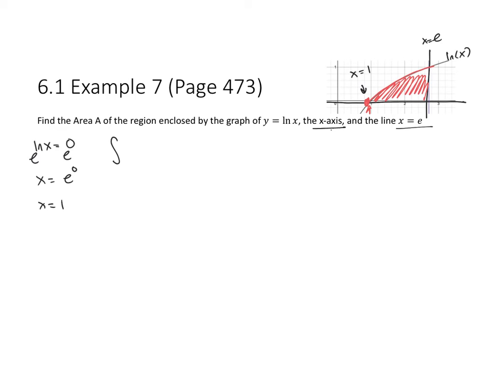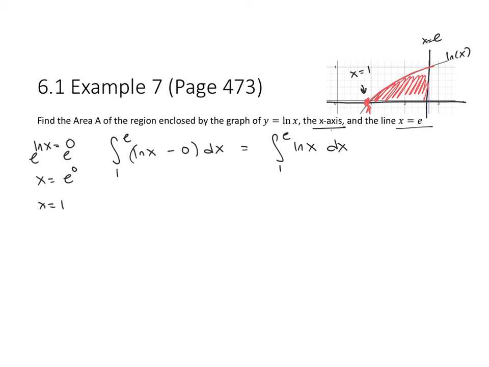So now my integral is going to go from 1 to e, and the function that I have is ln x minus, the other function is x equals 0, so it's not super important that you write it that way, but I just want to make sure that you understand where all these pieces are coming from. So that's the integral from 1 to e of ln x dx. We take the antiderivative of ln x. Now you see we've come to an impasse here. I don't know the antiderivative of ln x.